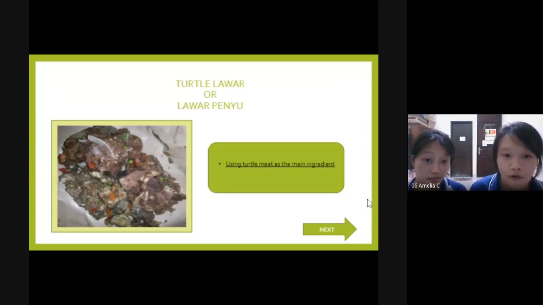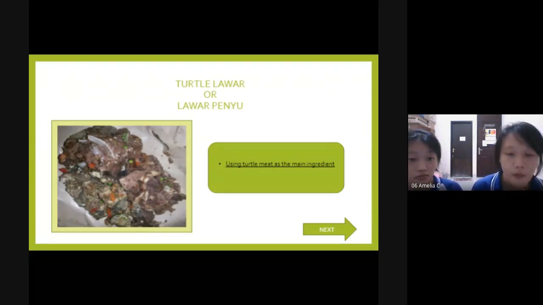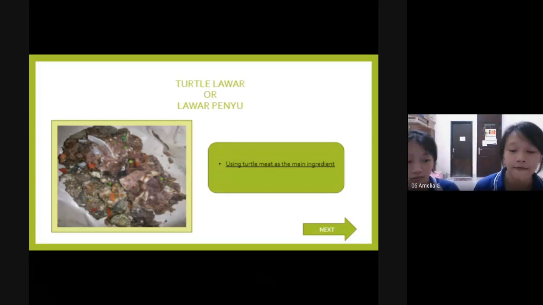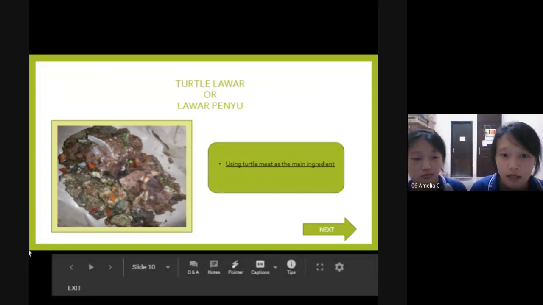Turtle lawar, or lawar penyu, uses turtle meat as the main ingredient, but for environmental preservation, it is advisable not to use turtle meat, unless it is really for ceremonial purposes.